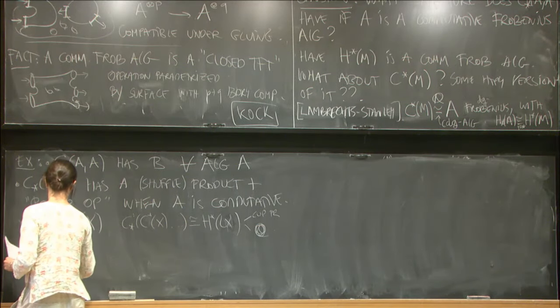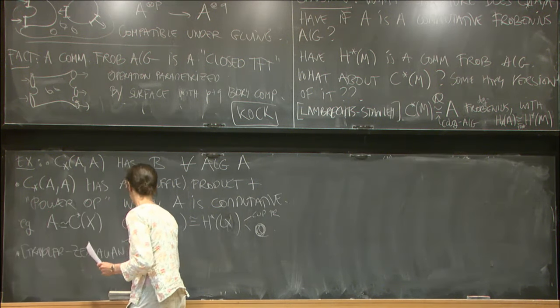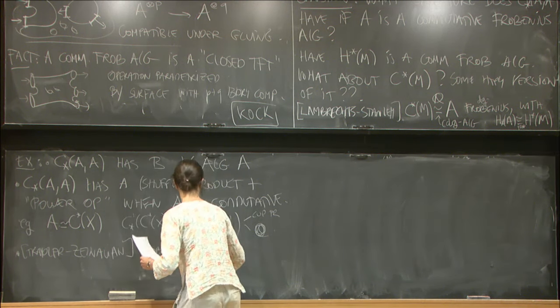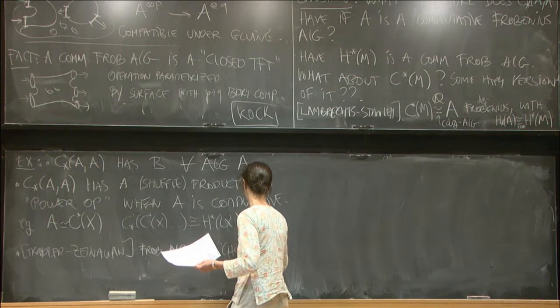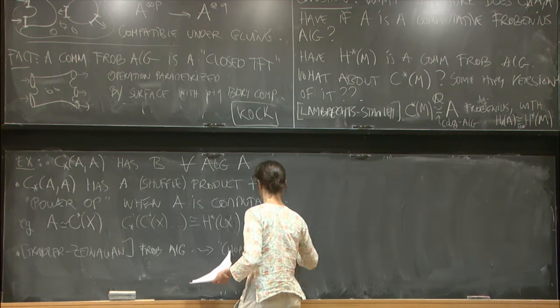Trudler, Zenalian, talking about Frobenius algebras. Well, they found some co-diagrams acting. Co-diagrams, including the Chas-Sullivan product.